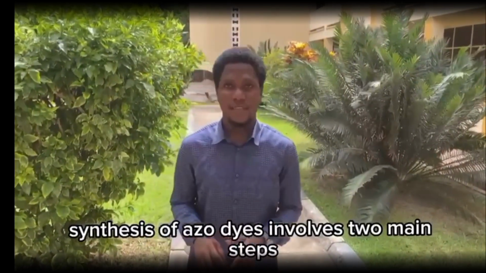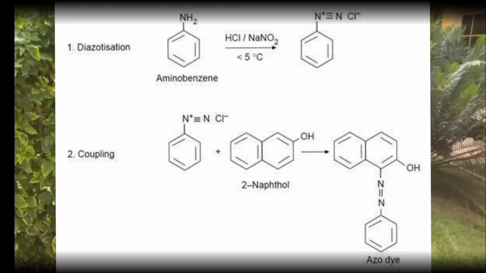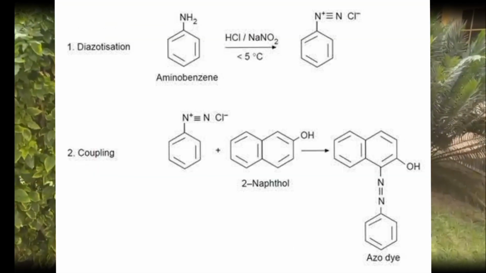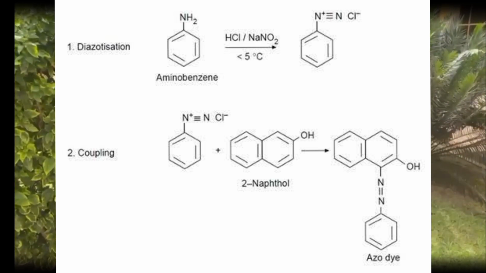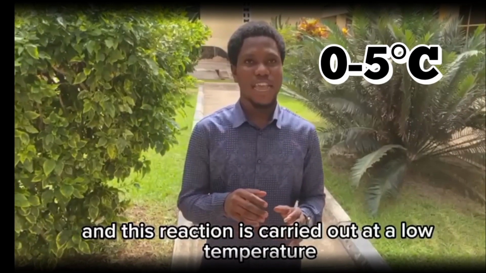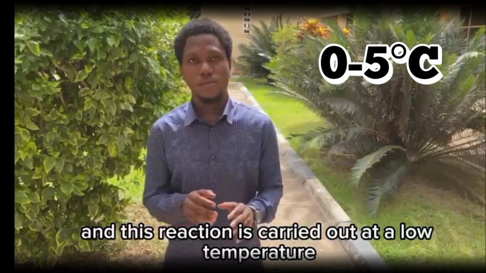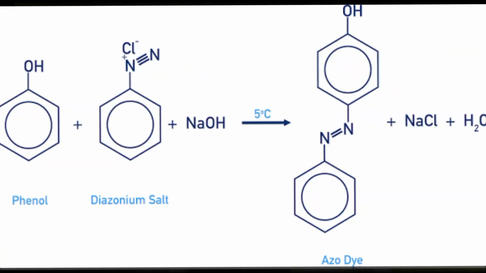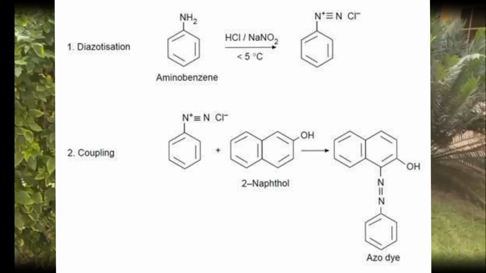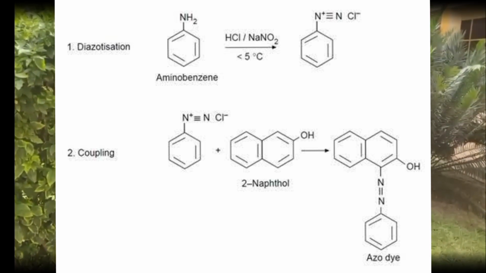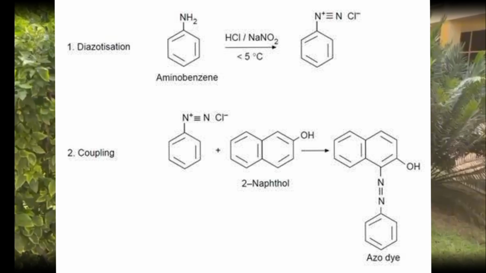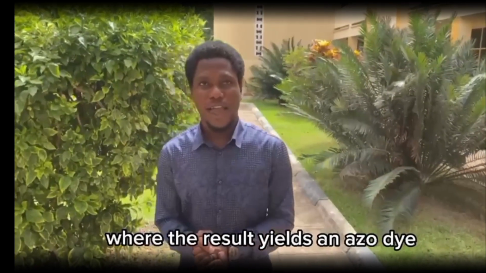Synthesis of azo dyes involves two main steps. The first one is diazotization, where an aromatic amine reacts with sodium nitrite and hydrochloric acid, and this reaction is carried out at a low temperature to form a diazonium salt. And the second one is the coupling reaction, where the diazonium salt reacts with a phenol or another aromatic amine, and the result yields an azo dye.